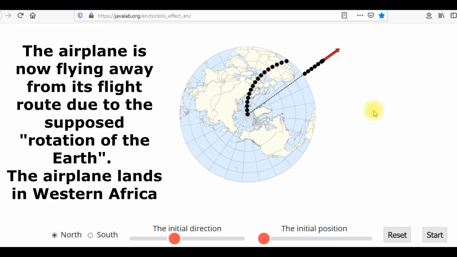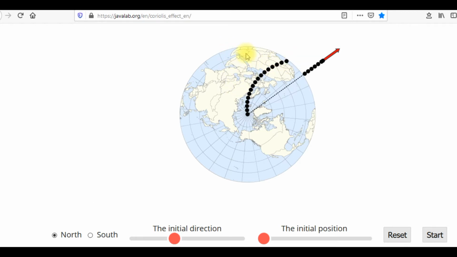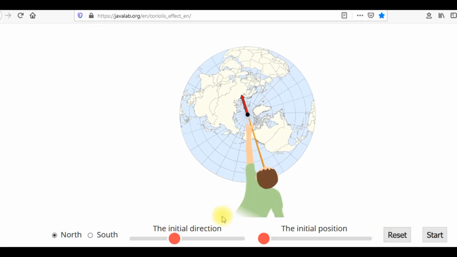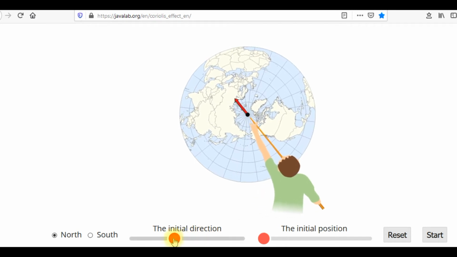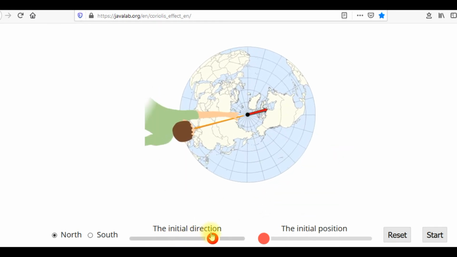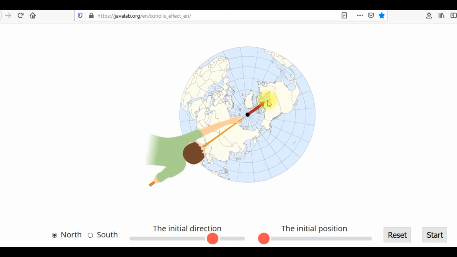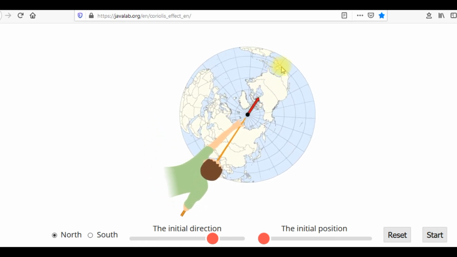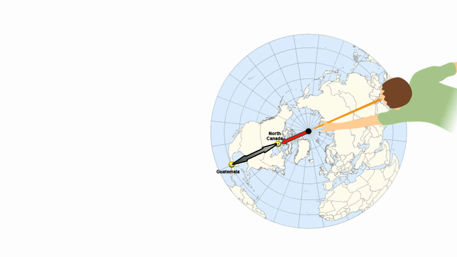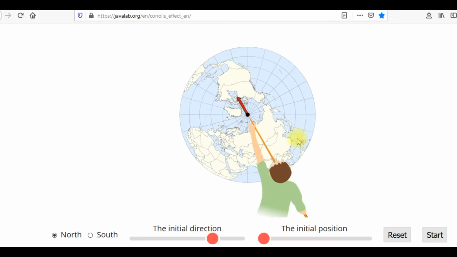Well, because of the supposed curvature of Earth, an airplane leaving here, the North Pole region, towards Somalia would end up in West Africa. Now let's pick another flight. Let's reset. And now this guy is going to be flying from north of Canada down to Guatemala. Same thing. Remember, this airplane is taking off here towards Guatemala in Central America.